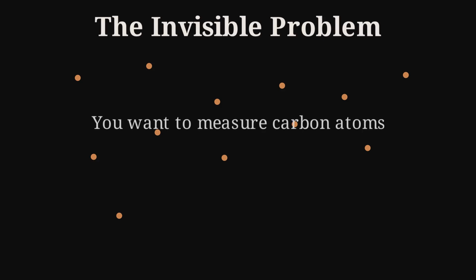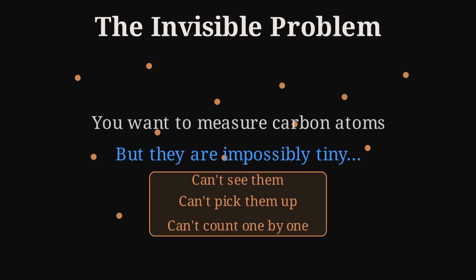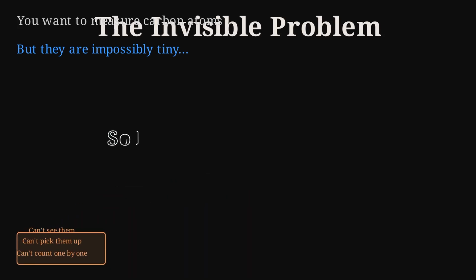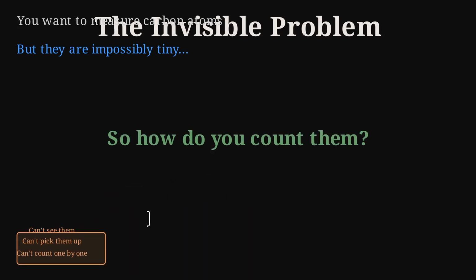Here's a problem chemists face every single day. You want to measure out some carbon atoms, but here's the thing. Atoms are impossibly tiny. You can't see them, can't pick them up with tweezers, can't put them on a scale one by one. So how do you actually count them? That's where something absolutely brilliant comes in.